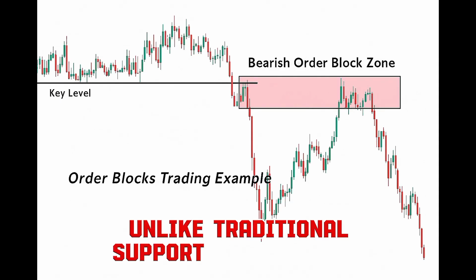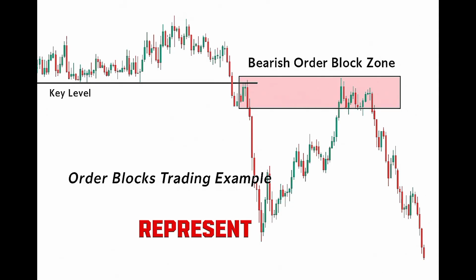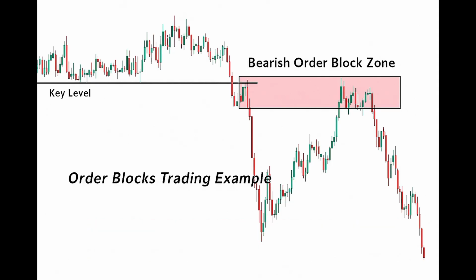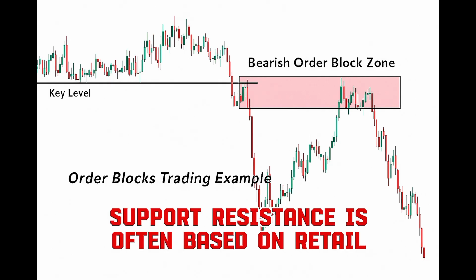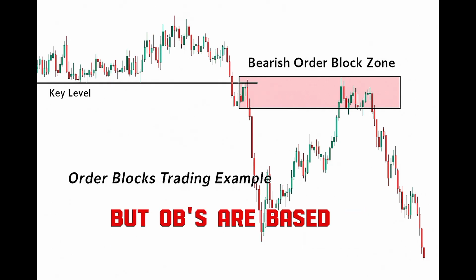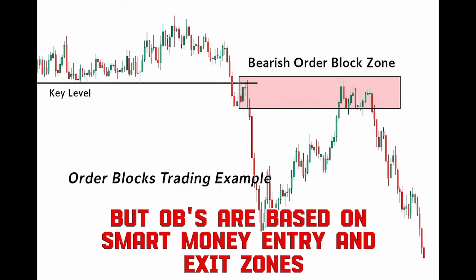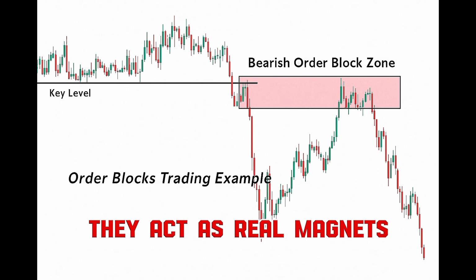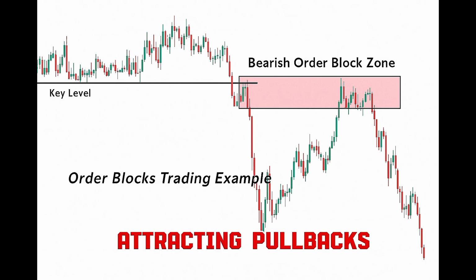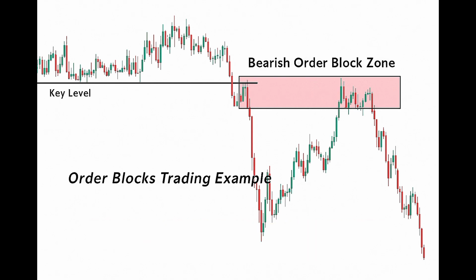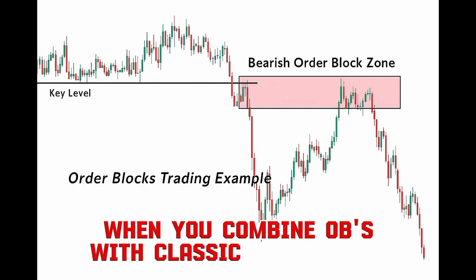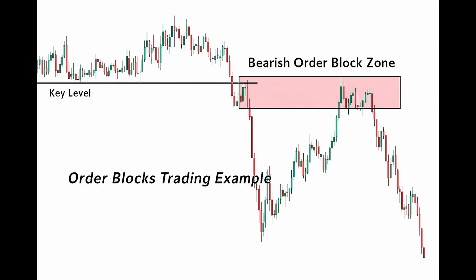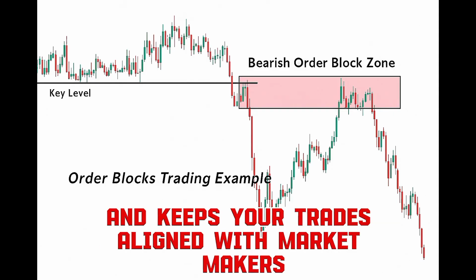Unlike traditional support or resistance, order blocks represent actual institutional price levels where large volumes were transacted. Support resistance is often based on retail reaction, but OBs are based on smart money entry and exit zones. These zones are more precise and reliable. They act as real magnets for price, attracting pullbacks and providing strong reversal points. When you combine OBs with classic price action, it becomes a powerful strategy that filters out noise and keeps your trades aligned with market makers.